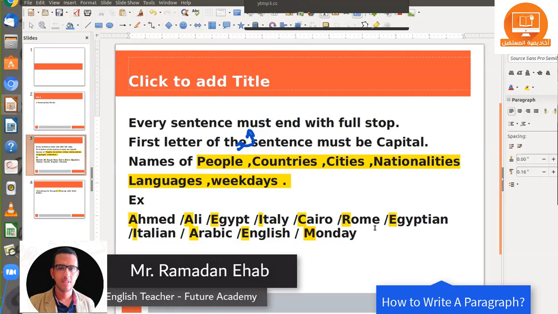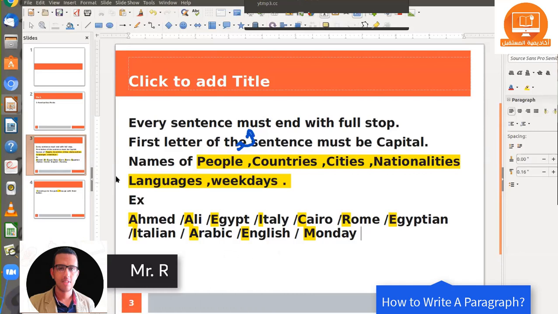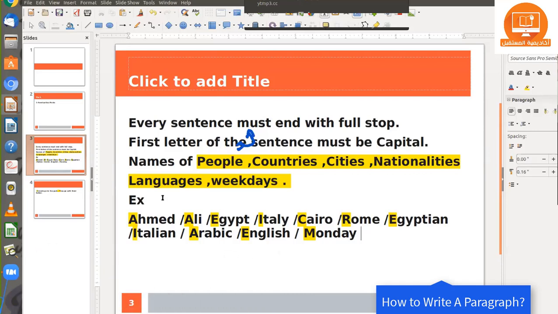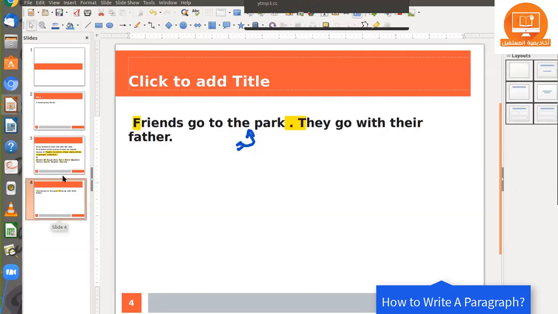Some people don't add a full stop at the end of the sentence. Okay? Again, any problem up till now? No. Very good. Okay, the next rules.